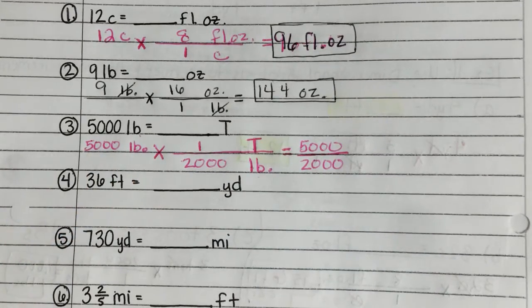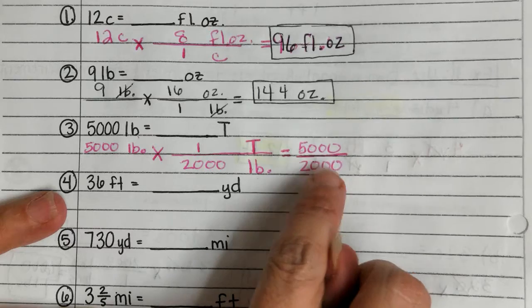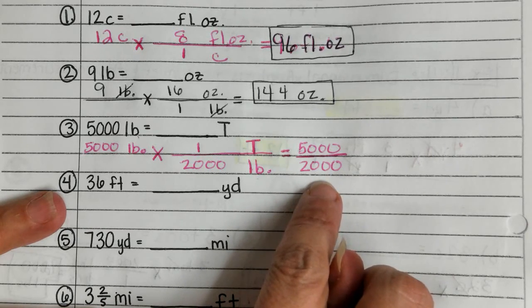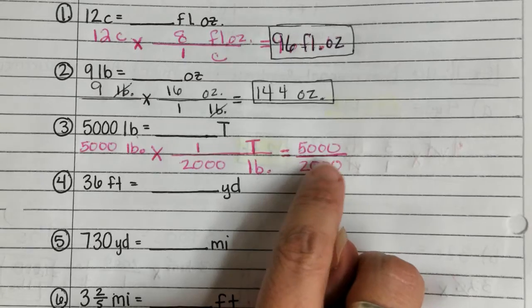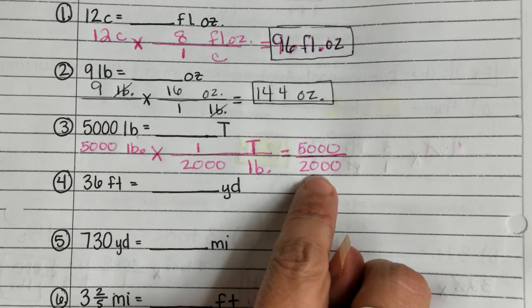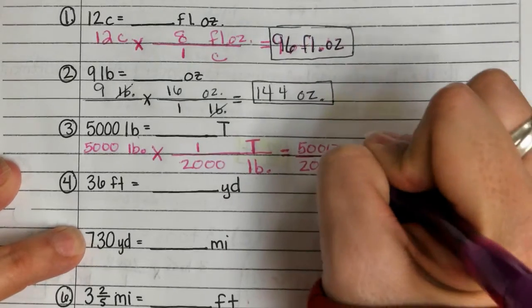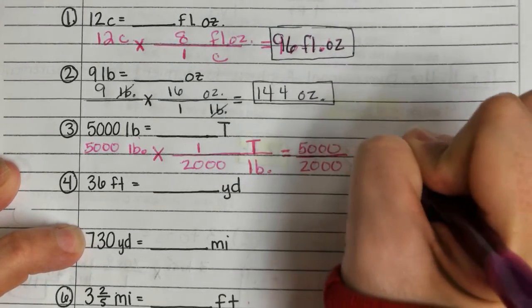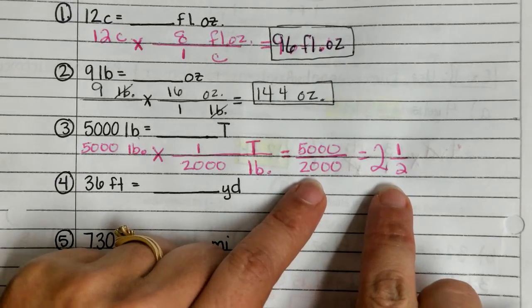Now, when you get numbers like this, if you don't know how to simplify them, it's really 5,000 divided by 2,000, but I don't need a decimal, I need a fraction. So I would hit the ABC button between them. 5,000 ABC 2,000 equals 2 and 1/2. And it looks weird that you can go from that to that, but that is what it is.